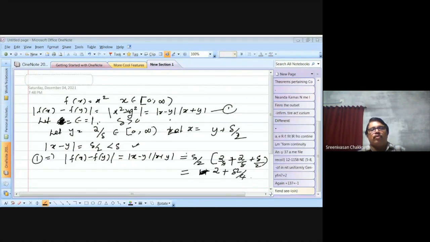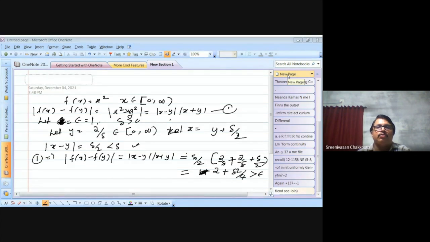Okay, so mod f of x minus f of y is, our epsilon is 1. So mod f of x minus f of y is actually greater than epsilon, even when mod x minus y is less than delta. So we have shown that it is not uniformly continuous. The function f of x equal to x squared is not uniformly continuous.